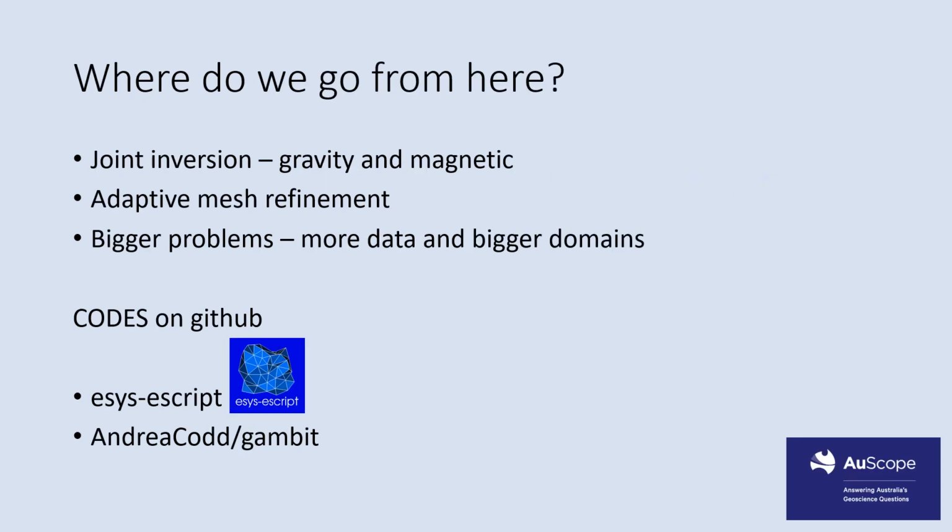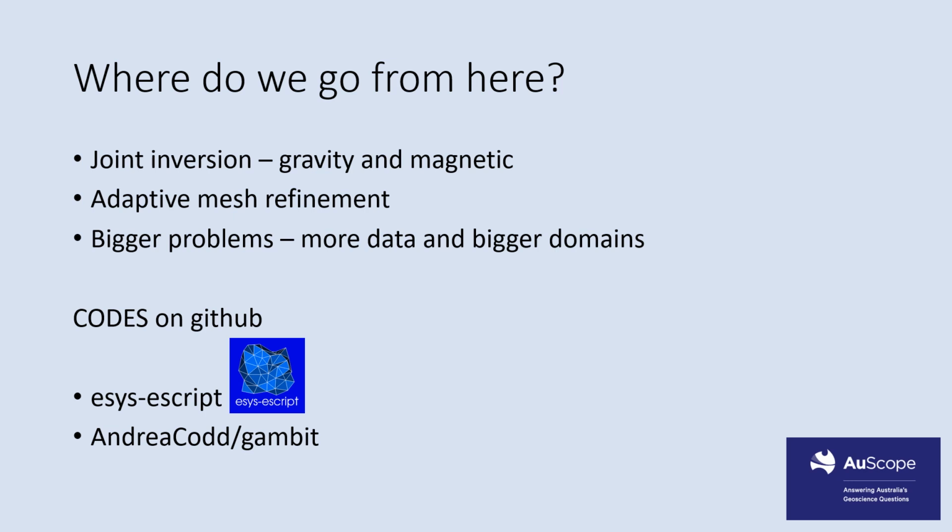Where do we go from here? Well, joint inversion of magnetic and gravity gridded data would be good. The magnetic inversion for gridded data can be solved in exactly the same way as gridded gravity data. It would also be nice to incorporate adaptive mesh refinement. And of course, we always want to solve bigger problems, more data, greater resolution, bigger domains.